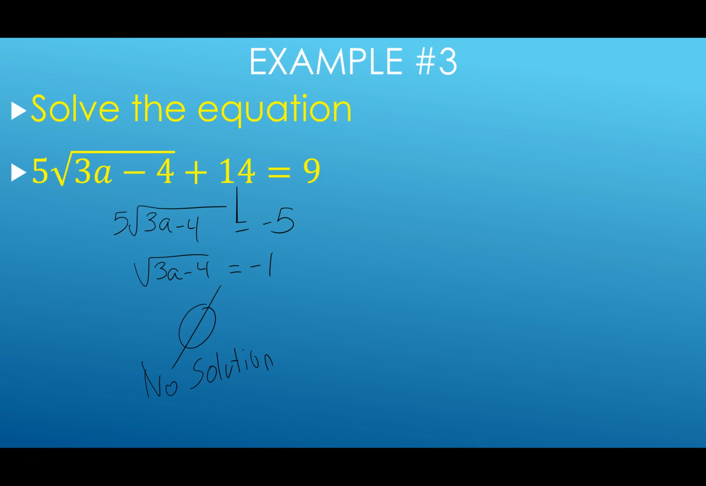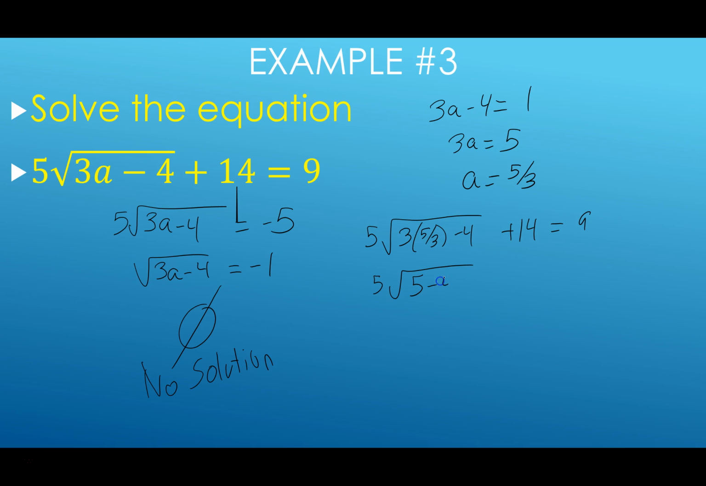If you ignored that and you actually solved it out, so if you squared both sides, you'd get 3a minus 4 equals 1. So 3a equals 5, and you'd be thinking a is 5/3. And this is where the check comes in so nice. If you plug the 5/3 back into the original equation, 3 times 5/3 minus 4, we're going to get a 5 minus 4 on the inside, which is 1. Square root of 1 is just simply 1. 5 times 1 is 5. 5 plus 14 is 19, and 19 does not equal 9.